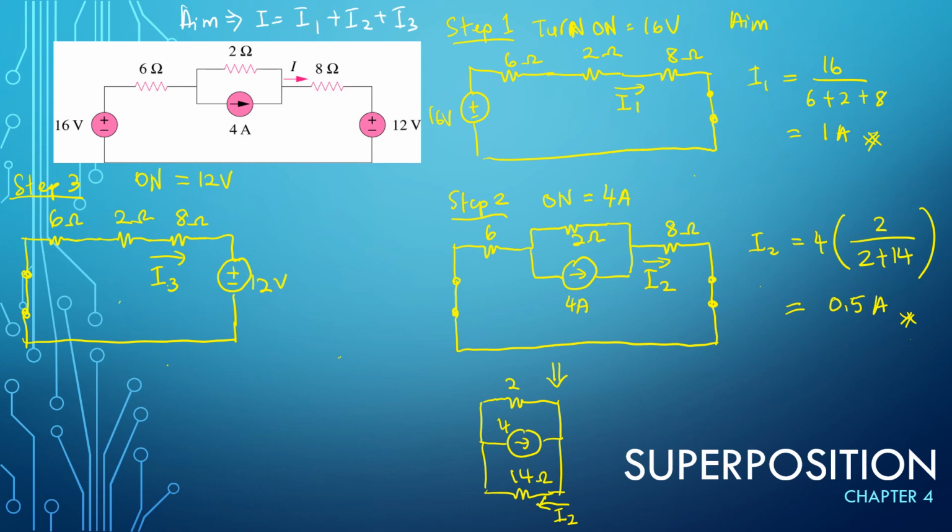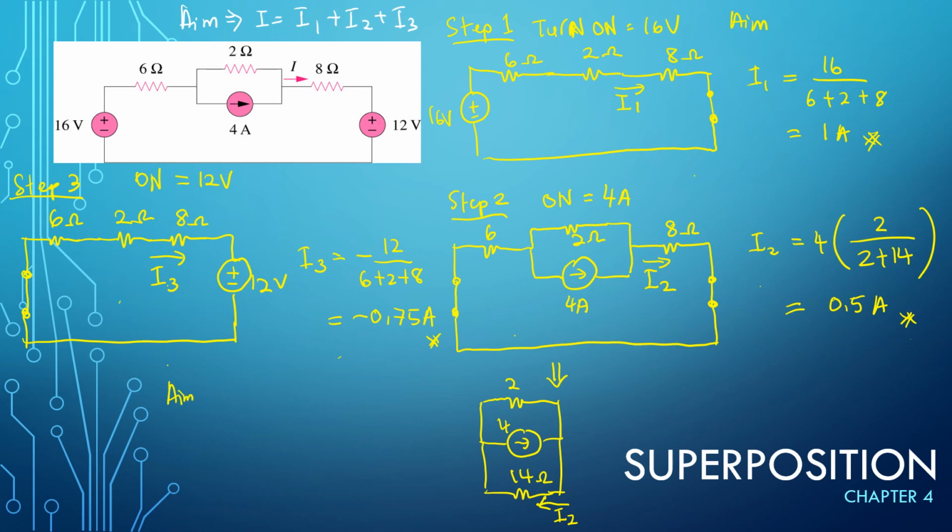And step number 3. Since the I3 here is in contradiction to the passive sign convention of the source, you're going to have a negative there, and voltage divided by resistor. And use your calculator, you're going to have a negative 0.75 here. And make sure you write the unit. And go back to your aim.